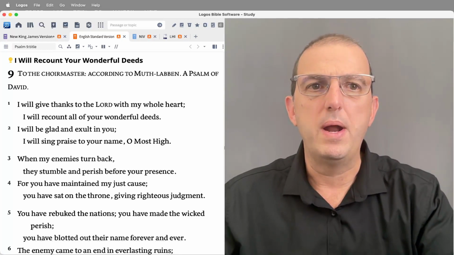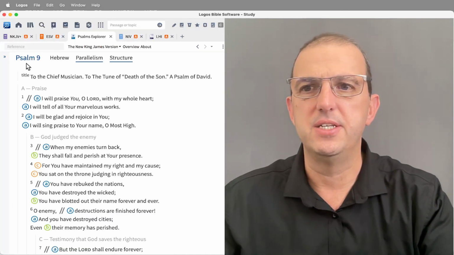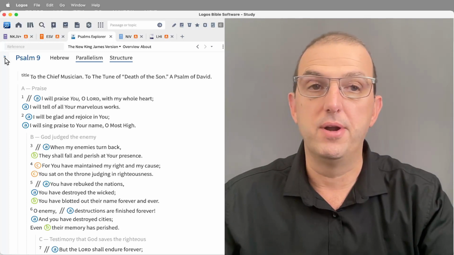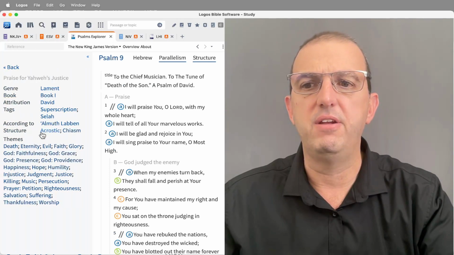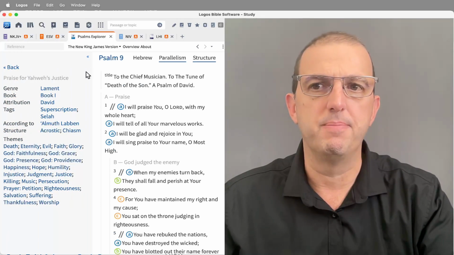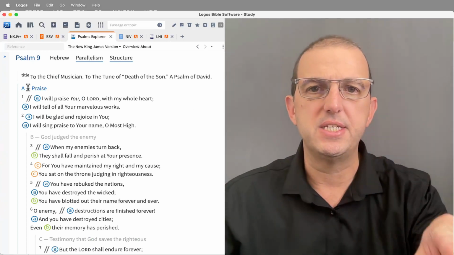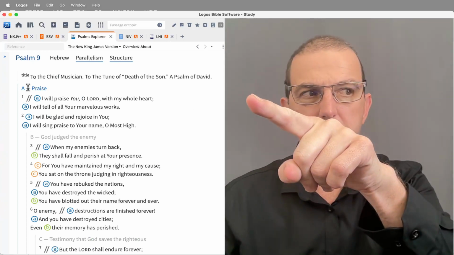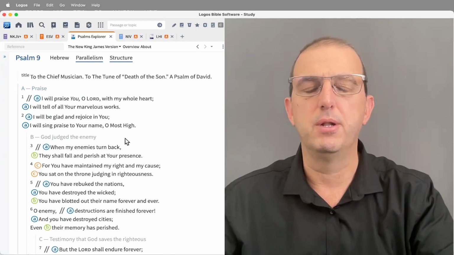Well, one popular suggestion, if I can just paste this across, comes from a tool in Logos called the Psalms Explorer, a really nice tool in Logos Bible software, and they identify the psalm as a chiasm. A chiasm is a psalm that is structured A, B, C, B, A. In other words, it goes this way and then back, and the focus lies on the middle point.